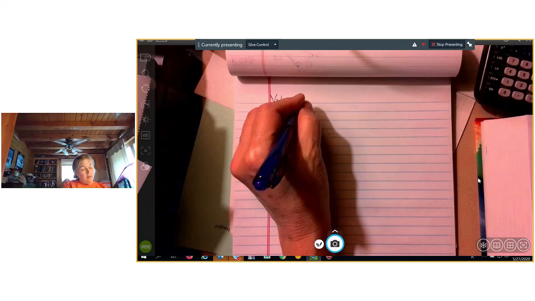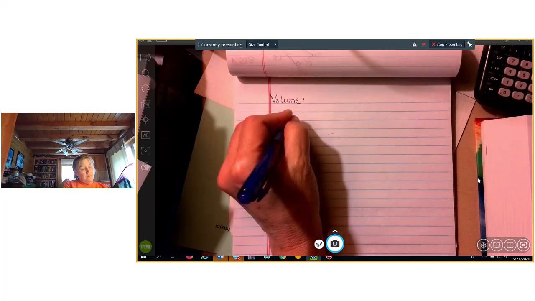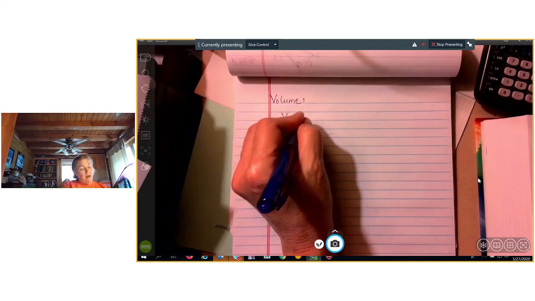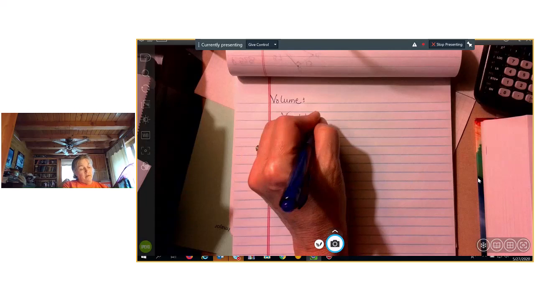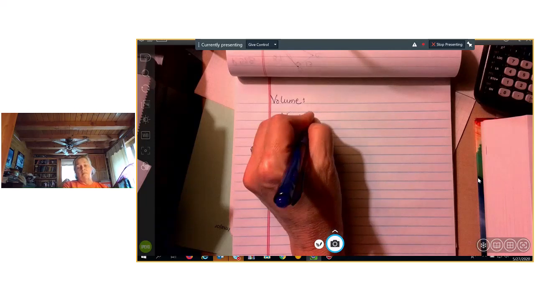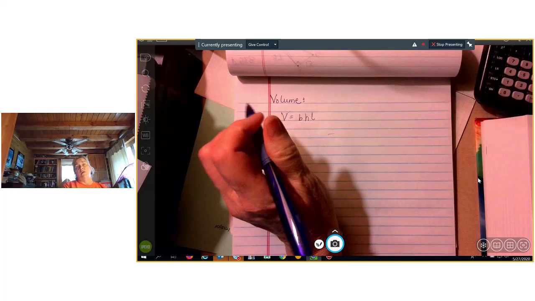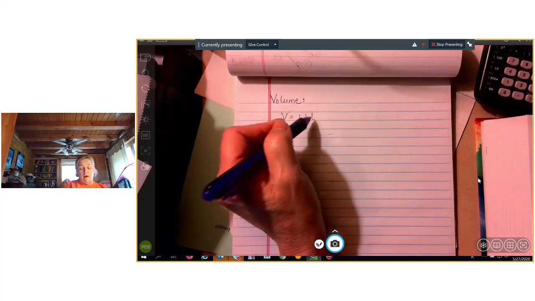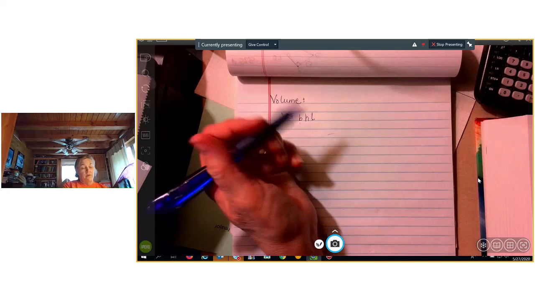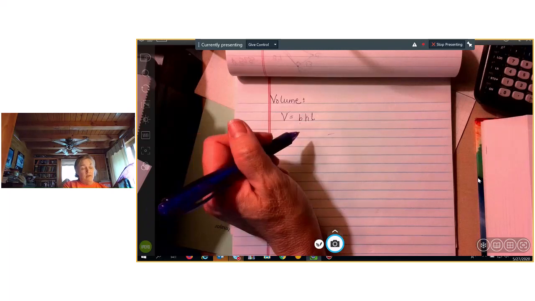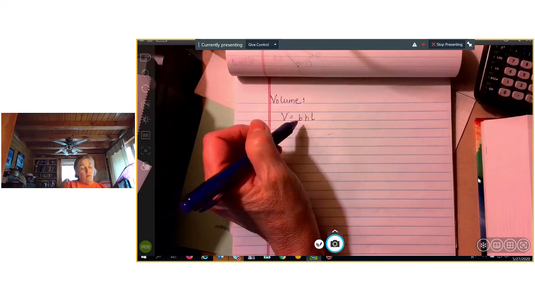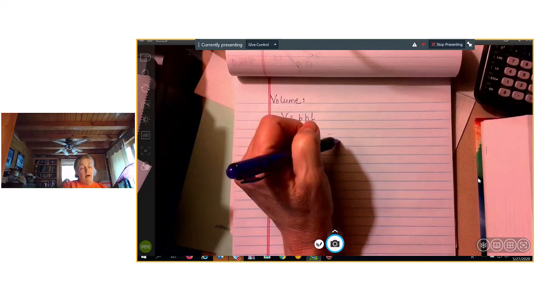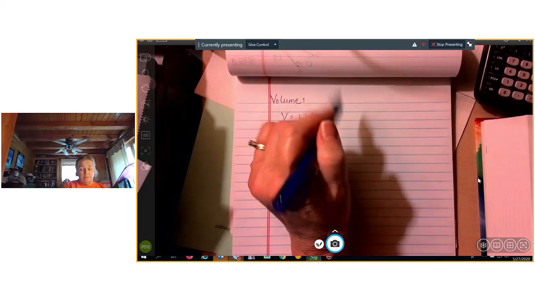So generally the formula for volume is going to be base times height times length, or length times width times height. It doesn't matter how you do it, as long as you're doing the three different combinations. You're doing a base, you're doing a width, and then you're doing a height.